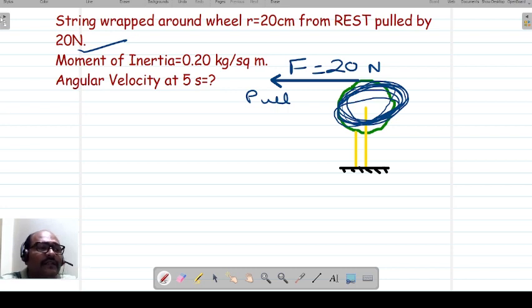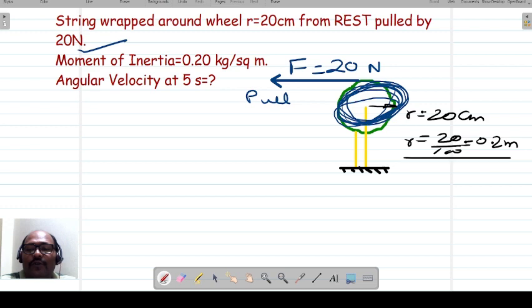Here you can see the string is wrapped around a wheel of r equal to 20 centimeter. The wheel's radius is r equal to 20 centimeter, or we can convert it into meter. So 20 by 100 is equal to 0.2 meter. So r equal to 0.2 meter, right?